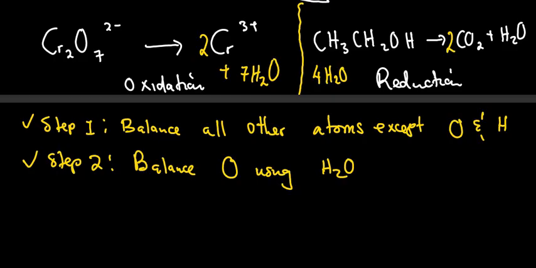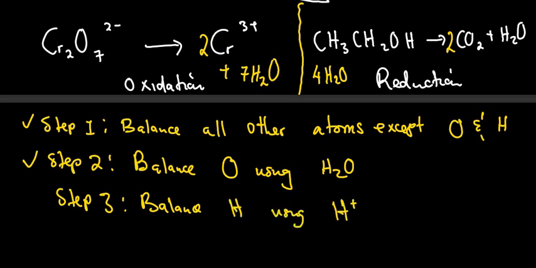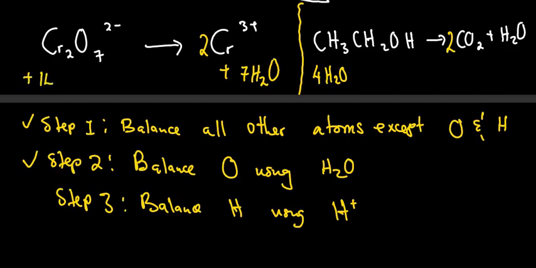The next step is to balance hydrogen using H+ ions. So step number 3, we say balance hydrogen using the hydrogen ions, positively charged, right? You look at the side that is deficient of hydrogen atoms. Which part is lacking hydrogens? This side has no hydrogens. Here we have 14 of them, so I'll add 14 H+, because you had 7 times 2, that's 14.